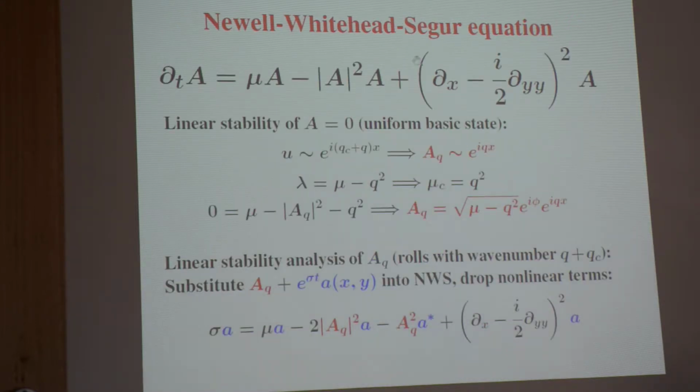Okay, so let's just do that. Let's look for linear stability of A equals 0, the uniform basic state. Okay, we're not starting with the rolls yet. We're going to get the rolls, and if we put in u of e to the i (q_c plus q) x, that gives us rolls of whatever wave number, q_c plus q. The amplitude A is e to the i q x. So that is how we represent something that has wave number q_c plus q, by A, that's e to the i q x.